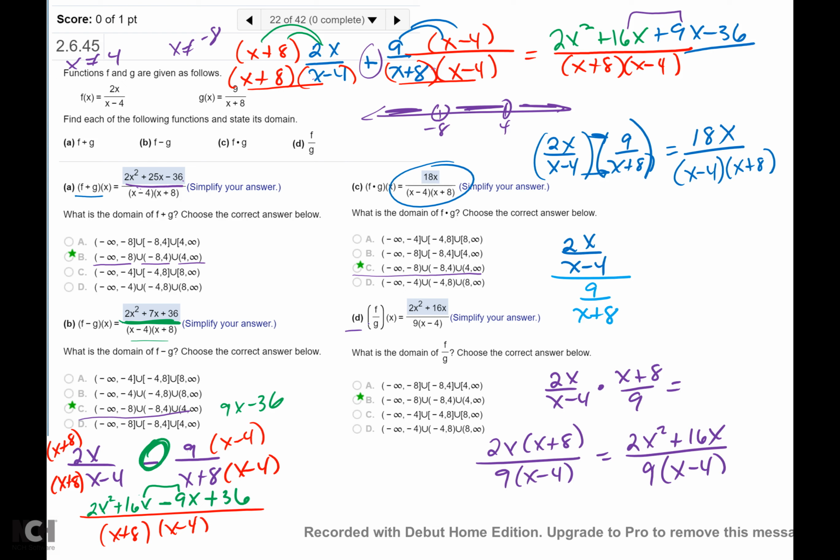There's my division. And now to check my domain, I still have the can't be negative 8 or 4, but I got to see if there's anything in addition to that. My new denominator is 9 times x minus 4, which can never equal 0. That says 9x minus 36 can never equal 0, so 9x can never equal 36, divide by 9, x can never equal 4. Well, I already had that restriction. So my domain is not going to change. I don't have any new restrictions on top of the ones I already had.